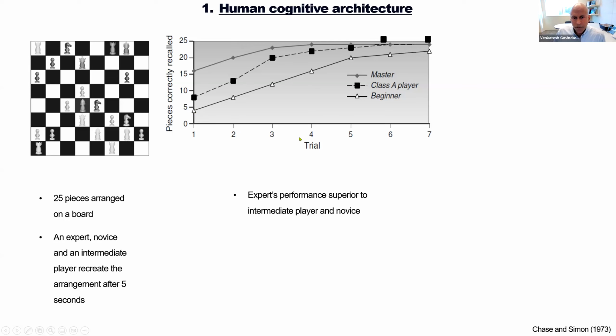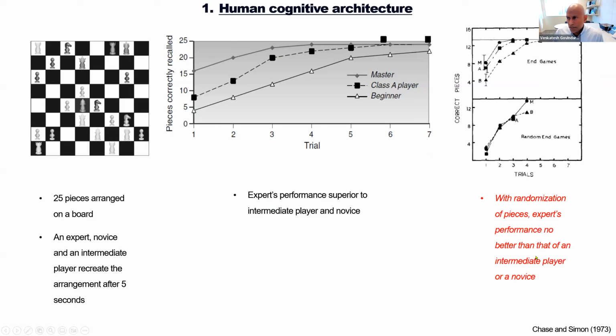And it took no more than 3 to 4 trials for the expert to get all the positions correctly, whereas the novice and the intermediate player took more attempts. So just as one would predict, the expert's performance was much superior to that of an intermediate player and novice. Now, this was the most interesting part.